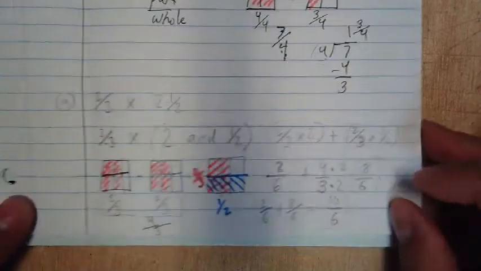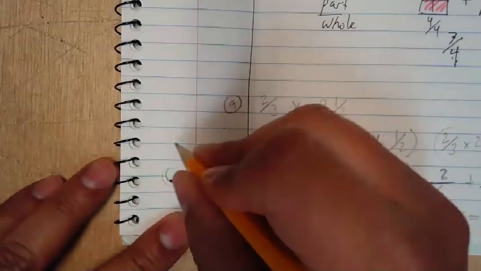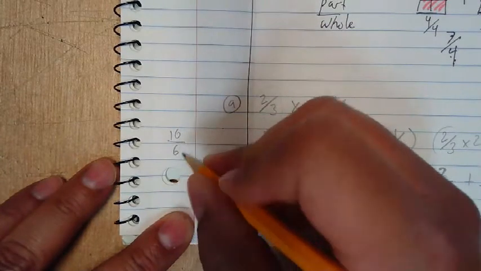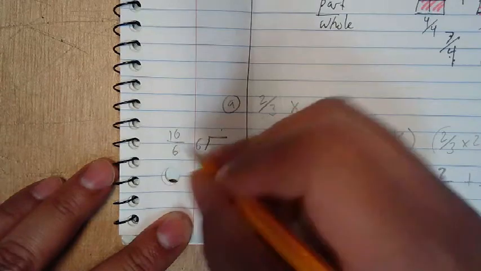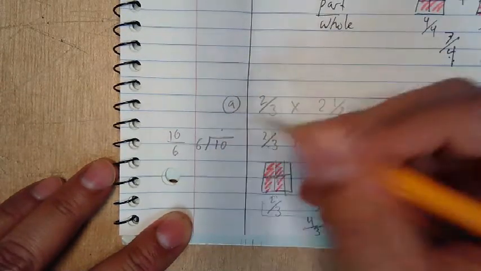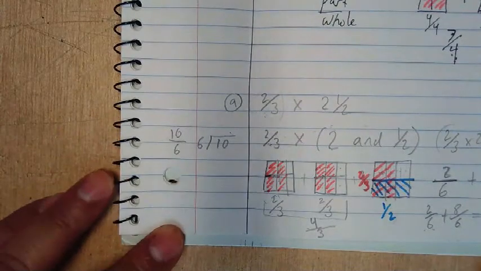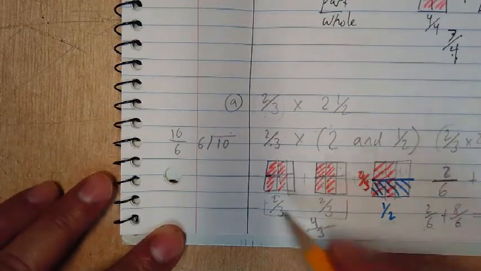You know what? I'm going to do the work over here because I ran out of space. This. 10 sixths. I'm making sets of 6. The denominator becomes my divisor. My dividend is the numerator. I'm making sets. I have 10 pieces. Right? 1, 2, 3, 4, 5, 6, 7, 8, 9, 10. 10 pieces. I'm making sets of 6.